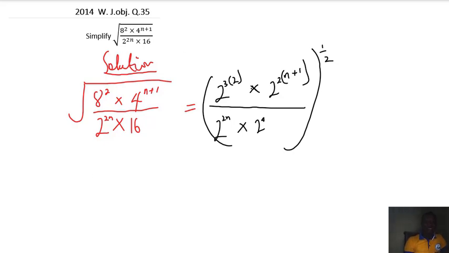Then when you look at it, 2 exponent 3 times 2, the exponents will multiply themselves, so we have 2 exponent 6. Then here we will expand this one, whereby the 2 will multiply the n and the 2 will multiply the 1, so we have 2 exponent 2n plus 2.